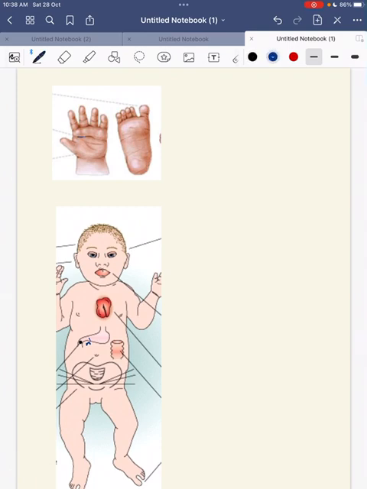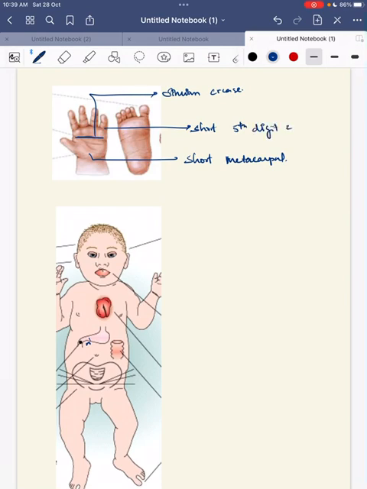Next, going on to its extremities, the child will have a single transverse palmar crease, which is called a simian crease. The child will have short metacarpals, a short fifth digit, along with inward turning of the digit, which is called clinodactyly. There will be a wide gap between the first and the second toe, which is called sandal gap. So these are the features of a child with Down syndrome in the extremities.